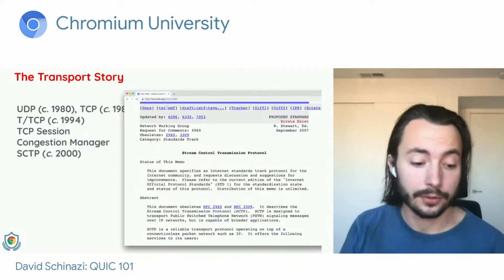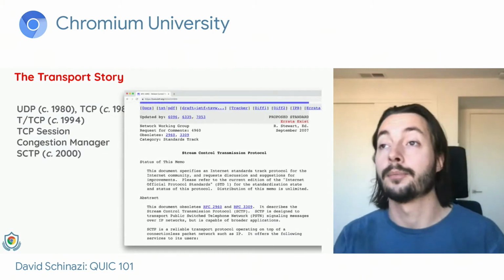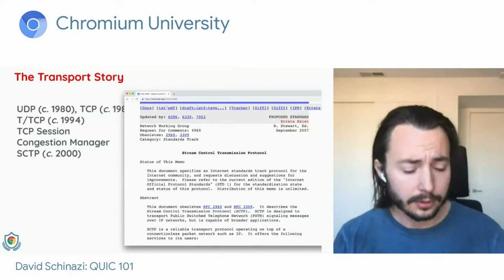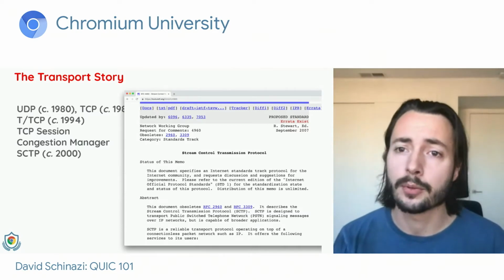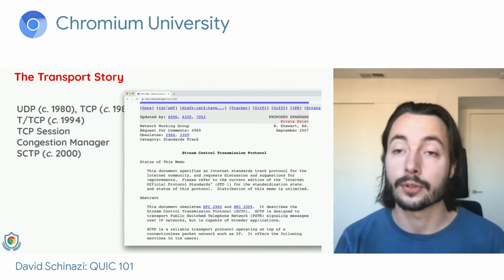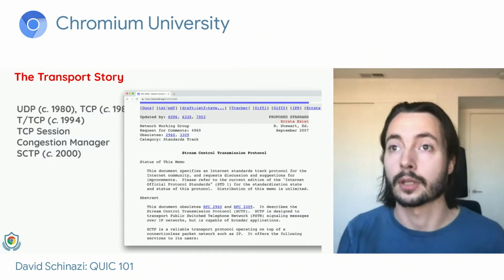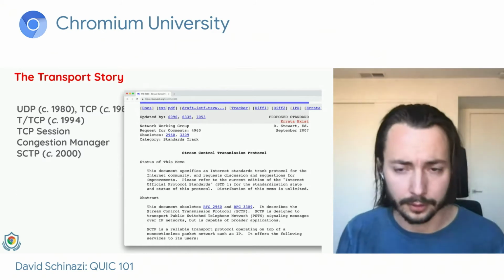So SCTP was a take on adding quite a few features to TCP. It had some success in telephone networks, but it was never really deployed as a replacement for TCP on the internet. Part of that has to do with middle boxes, which we'll discuss a little bit later.